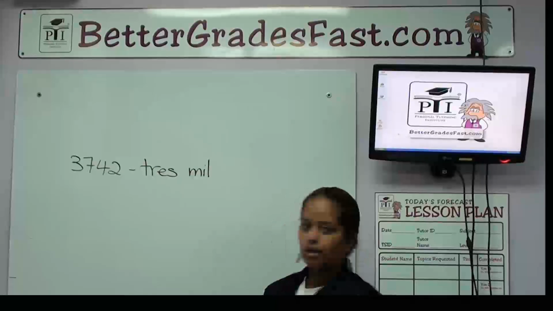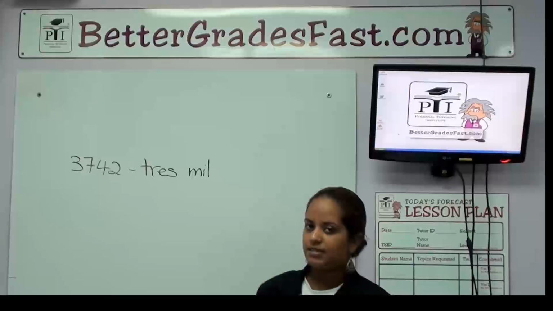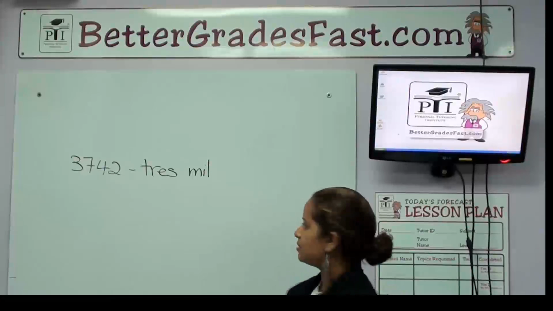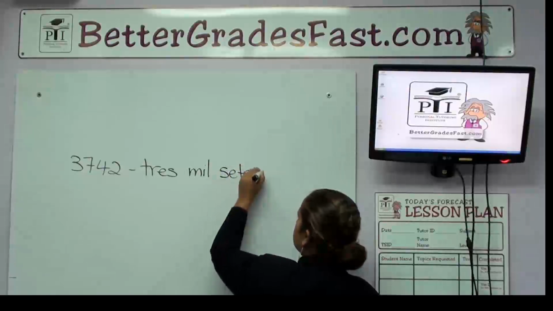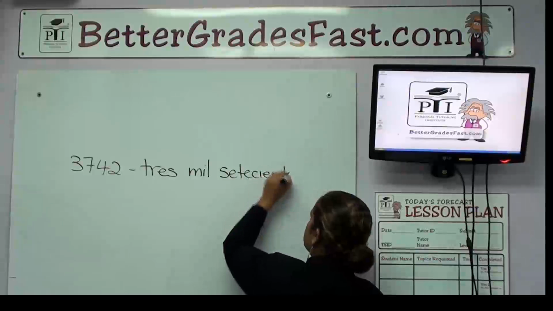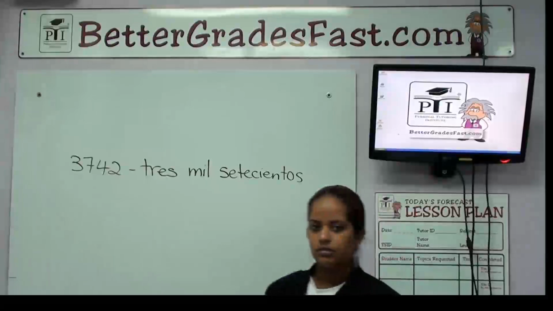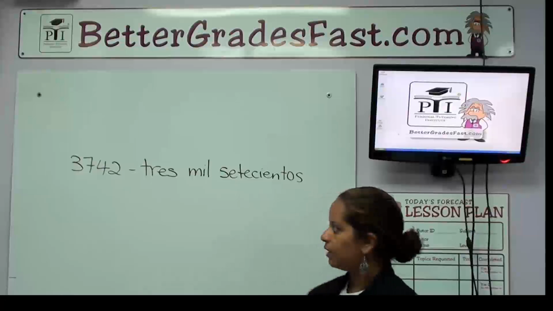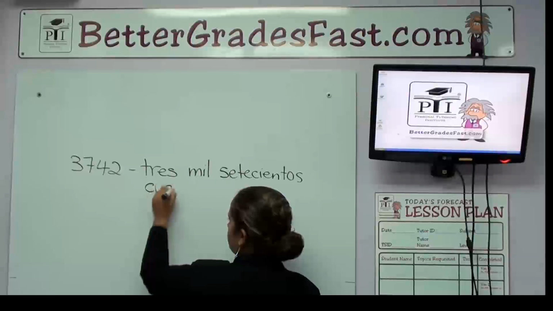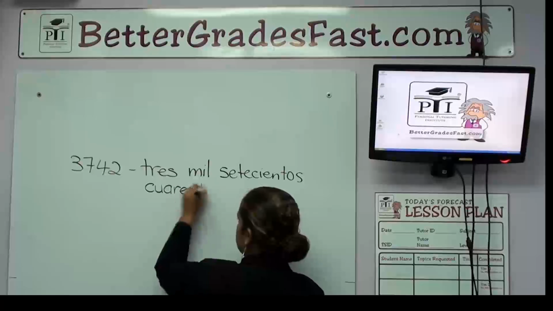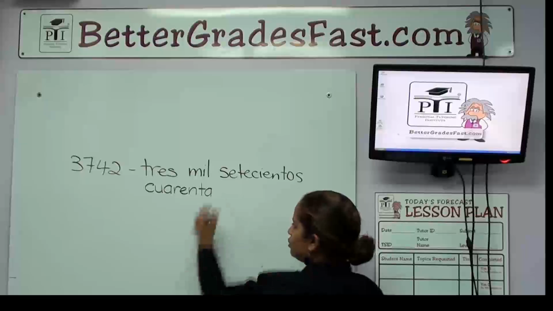Go then to the hundreds. 700 is not 700, it's 700. Go then to the tens. 40, which is 40. And 2. Y dos.